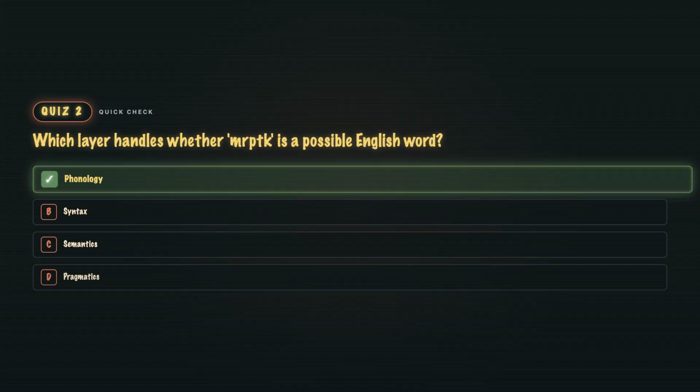A. Phonology. The rules about which sound combinations are possible in a language. Syntax cares about how words combine. Semantics cares about meaning. Pragmatics cares about intent. None of them would even get to look at mrptk because phonology rules it out first.